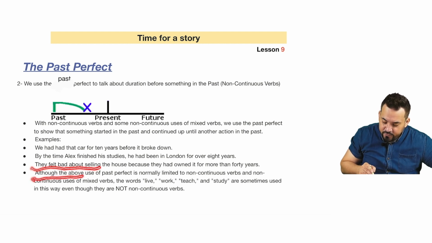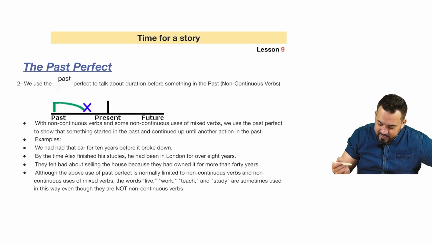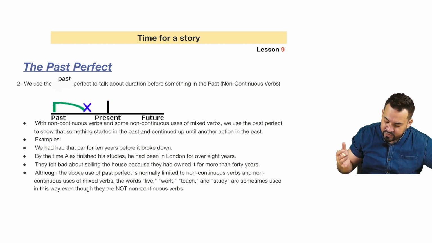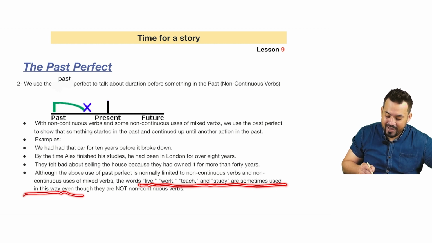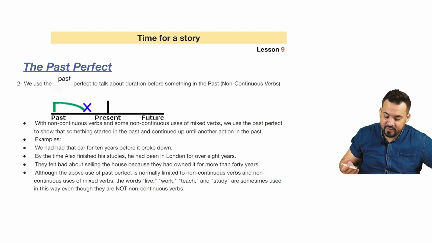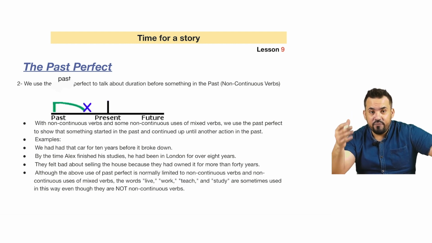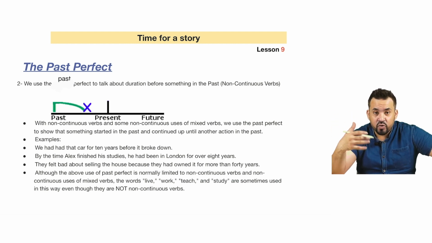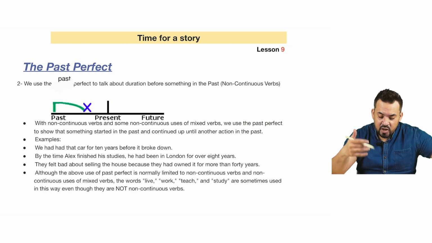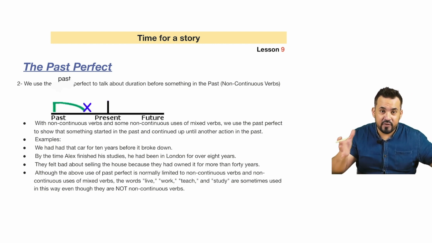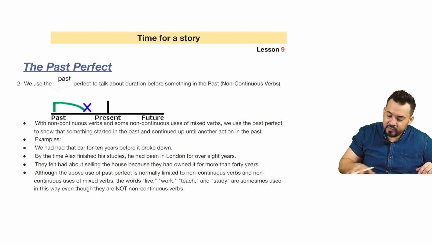Although the use in the past perfect is normally limited to non-continuous verbs and non-continuous uses of mixed verbs, the words live, work, teach, and study are sometimes used in this way, even though they are not non-continuous verbs. So the verbs work, study, teach, those are regular action verbs. They come in the ing form, but we can also use them in the past perfect at the end of the duration period.